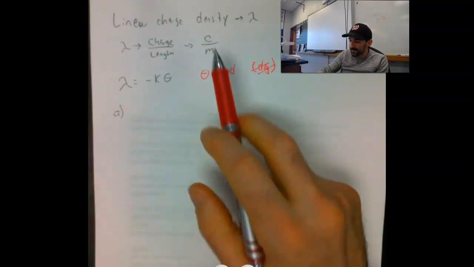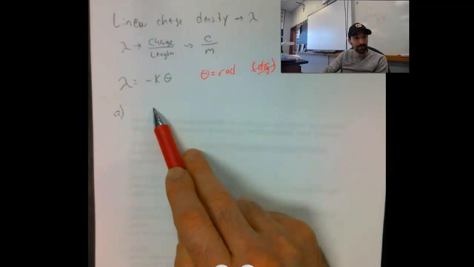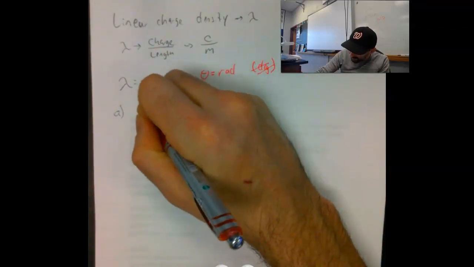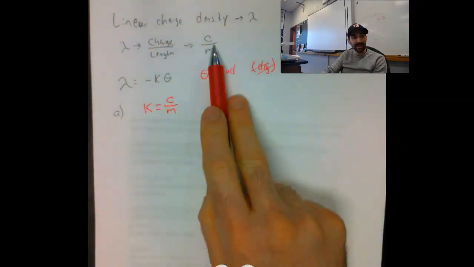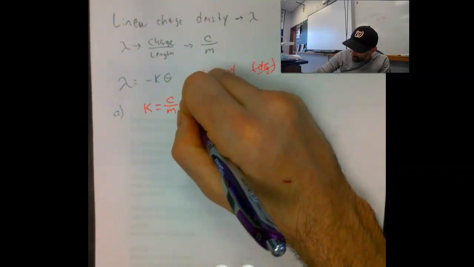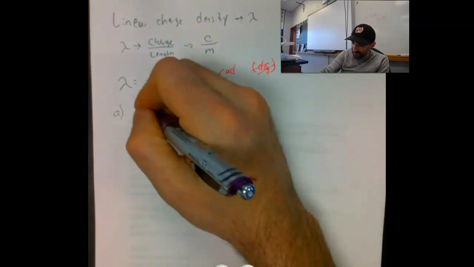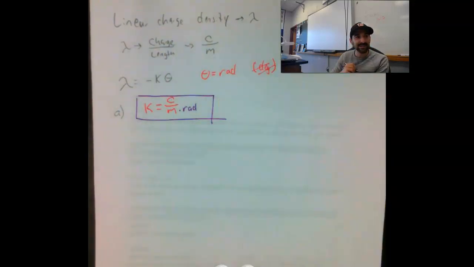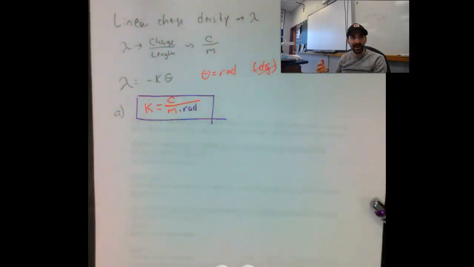So I need lambda to be in a coulomb per meter, which means I need K to be in a coulomb per meter. So K must be in some coulomb per meter. So I'm going to end with that, but I've got to get rid of these radians. So it's going to be a coulomb per meter times a rad. Then that radian will cancel with that radian, left with coulombs per meter, and that is beautiful. Dimensional analysis for K. K has to be a coulomb per meter. I just want to extend that so it looks better. K, there we go. It has to be a coulomb divided by a meter times radian.